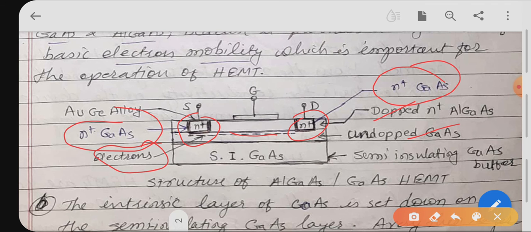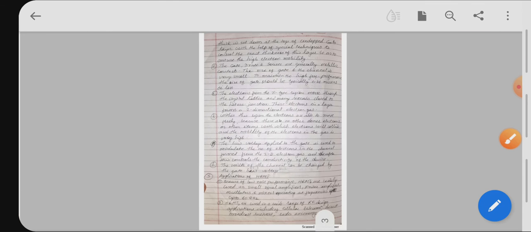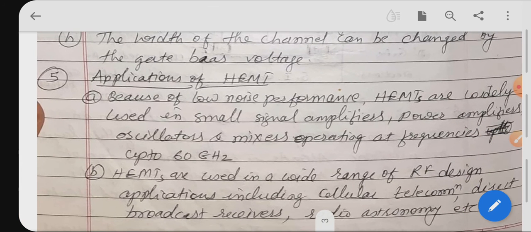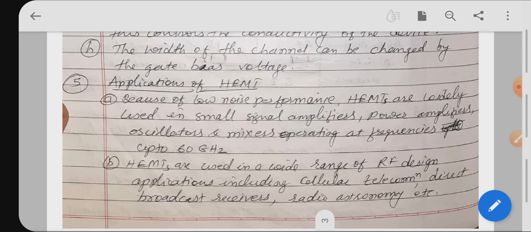So let us see what the applications of HEMT are. As we know, because of low noise performance, HEMTs are widely used in small signal amplifiers. Whatever the amplifier may be, it is expected that there should be low noise, and therefore it is preferred in small signal amplifiers, power amplifiers, oscillators, and mixers operating at very high frequency, okay, because this is a high speed device that can be used at very high frequency up to 60 gigahertz.